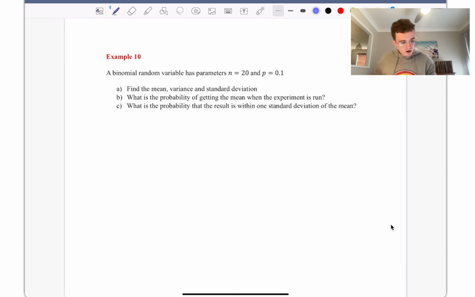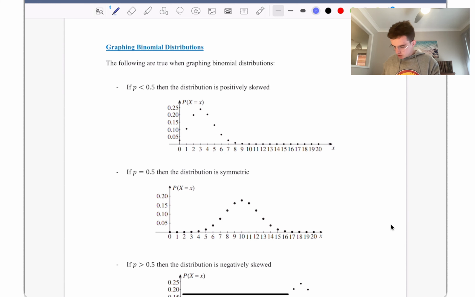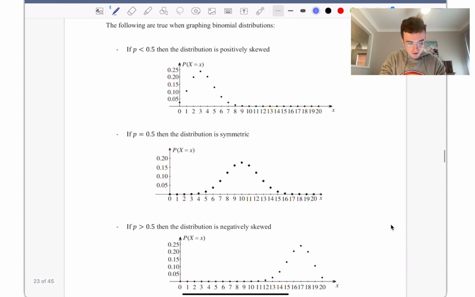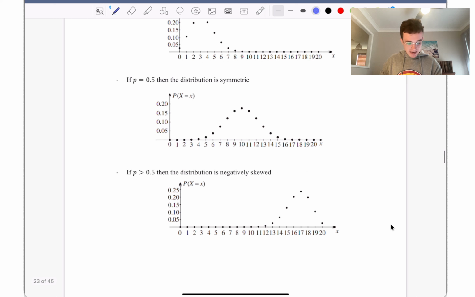Example number 10, a binomial random variable has parameters 20 and 0.1. I've done that one already, I need to scribble that out. Okay, graphing binomial distributions. If our probability of success is less than 0.5, our binomial distribution is positively skewed. Remember, positively skewed means the tail is pointing in the positive direction. If it's equal to 0.5, it's symmetrical, and greater than 0.5, it is negatively skewed.